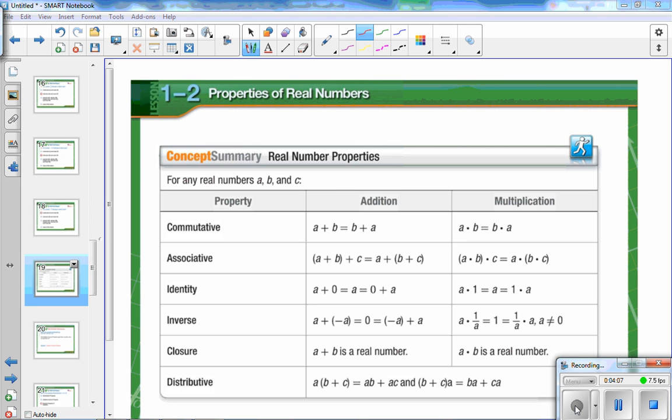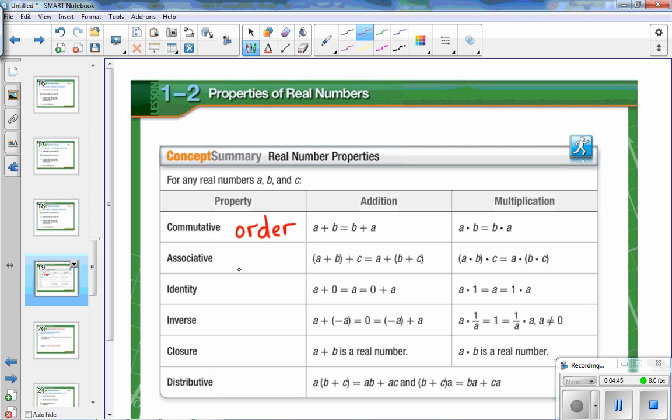What I want to talk about now are some real number properties that we have, and make sure that you are familiar with them. The commutative property says that when you're adding or multiplying, the order doesn't matter. You'll get the same answer. A plus B equals B plus A. A times B equals B times A. The order doesn't matter. Now I started to say subtraction, but you know that A minus B isn't the same as B minus A. So subtraction is not commutative. Division is not commutative either. But addition and multiplication, the order doesn't matter. That's called the commutative property.